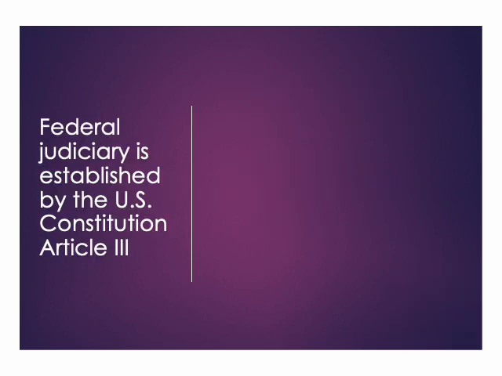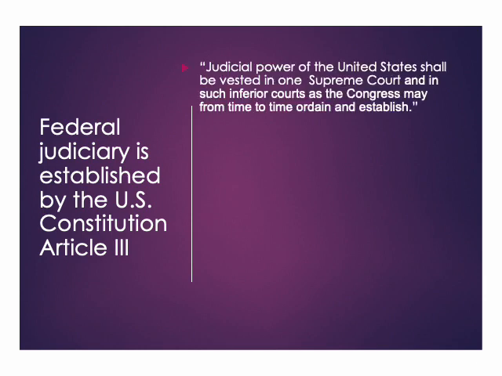So the federal judiciary is established by the United States Constitution, Article 3. Article 1 establishes Congress, Article 2 establishes the presidency, and Article 3 establishes the federal judiciary. So in Article 3, it says that the judicial power of the United States shall be vested in one Supreme Court and in such inferior courts as the Congress may from time to time ordain and establish.